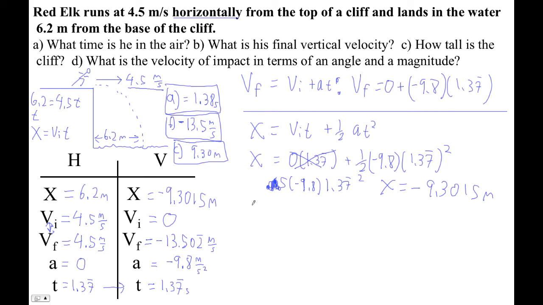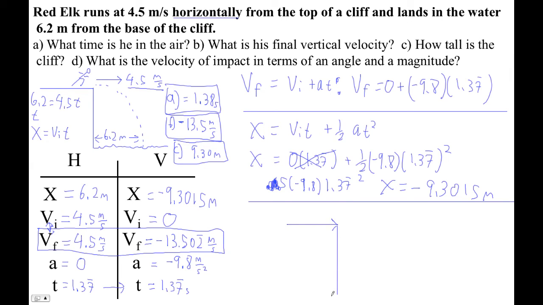Now, what is the velocity of impact in terms of an angle and a magnitude? We can draw a picture of that, so let's do that. Okay, so over and down, right? We're going to take the final velocity. It's always the final velocity that we do. Okay, and we draw a picture of it. So let's go over. Let's go down. Notice I took great pains to make this look bigger than the over, right? That is the velocity. You guys know how to do this, right? So this is 4.5 exactly. This is minus 13.502 repeating, right?